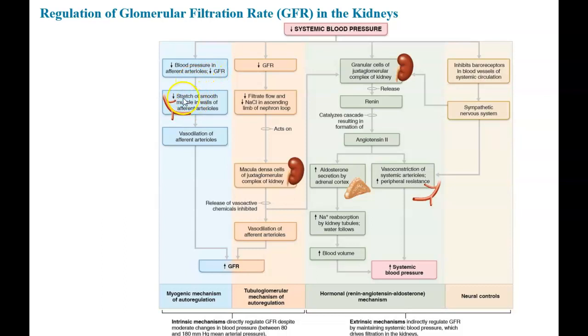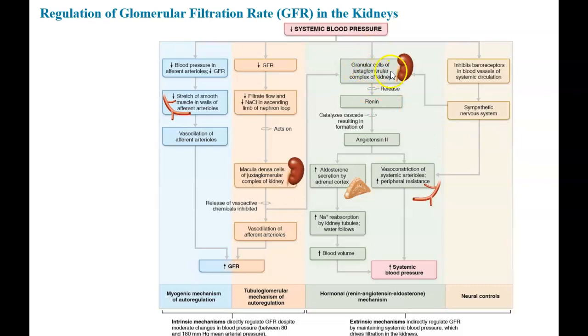That's going to cause a stretch of smooth muscle in the walls of the afferent arterioles. And then you're going to have vasodilation of the afferent arterioles. Vasodilation meaning that the diameter of the blood vessels increases. And so when that happens, you have an increase in the glomerular filtration rate, which is going to increase the blood pressure.